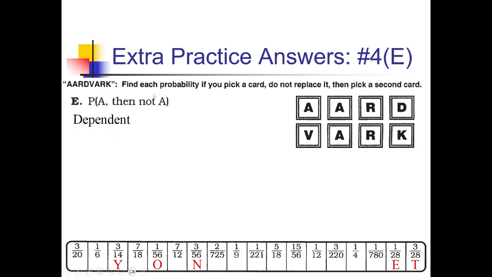For our last encounter with aardvark, we want A, then not A. This will be a little bit tricky. The first A, we've got 3 A's out of 8 total cards, so 3/8, that's not so bad. But then if I want not A, what have I got? So there's 7 total cards. And out of those 7 total, one of these A's is gone. So that means there's 2 A's left. That means there's 5 cards that are not A's out of the remaining 7. So 5 over 7 is what I'm multiplying by. That's going to be 15 over 56, which I don't believe I can reduce at all. Let me see if I can find it down here. Yep, 15 over 56, so that's an E.